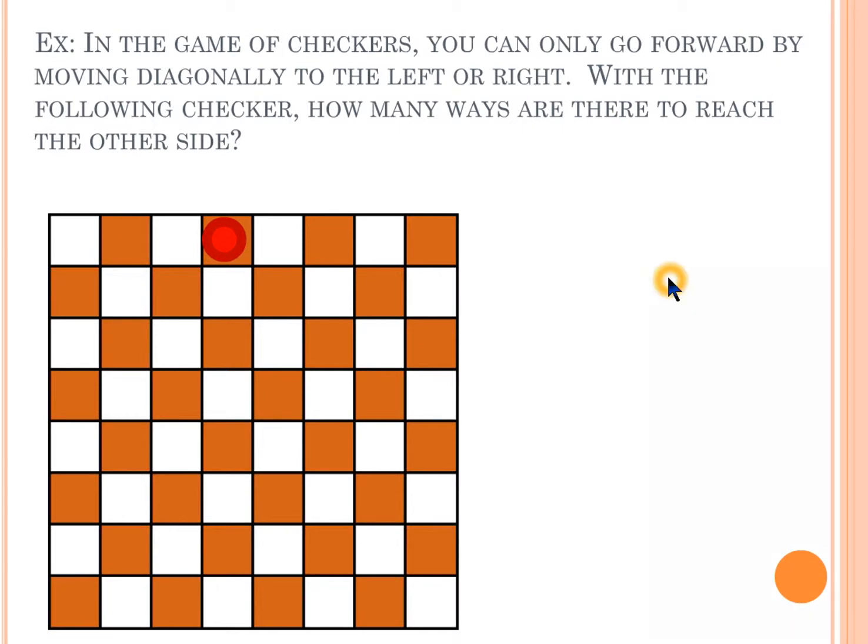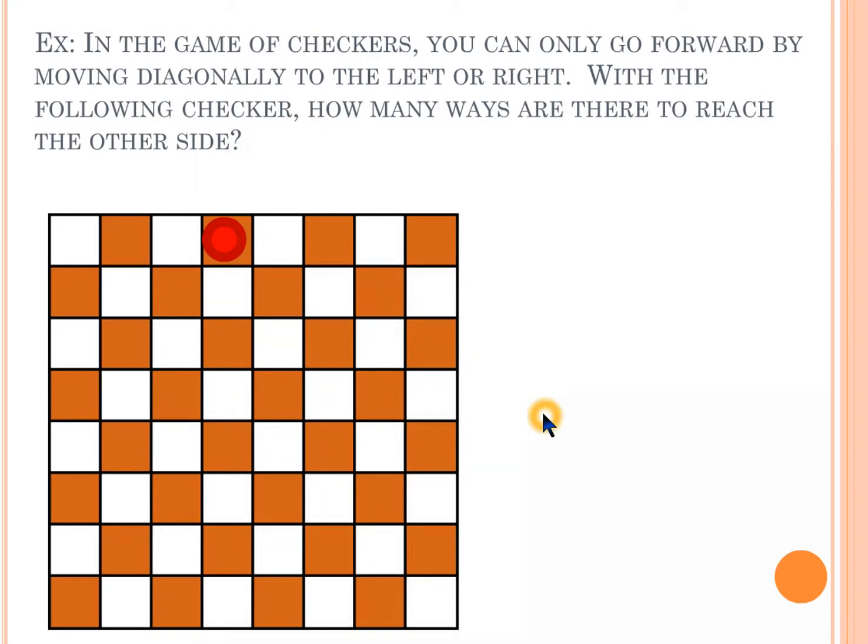All right, let's take a look at another example here. In the game of checkers, you can only go forward by moving diagonally to the left or the right. With the following checkerboard here, how many ways are there to reach the other side? All right, so how many ways are there to reach the other side? Okay, that's an interesting problem here.